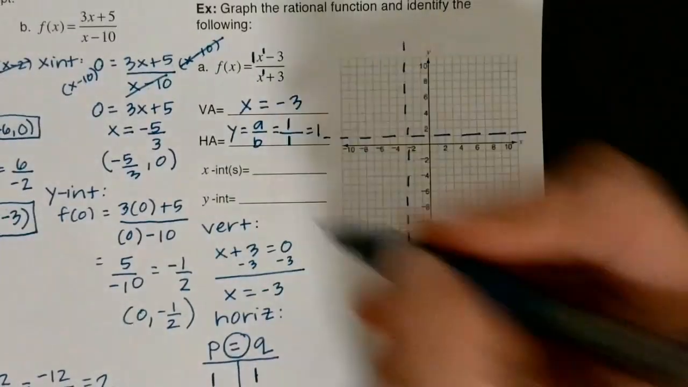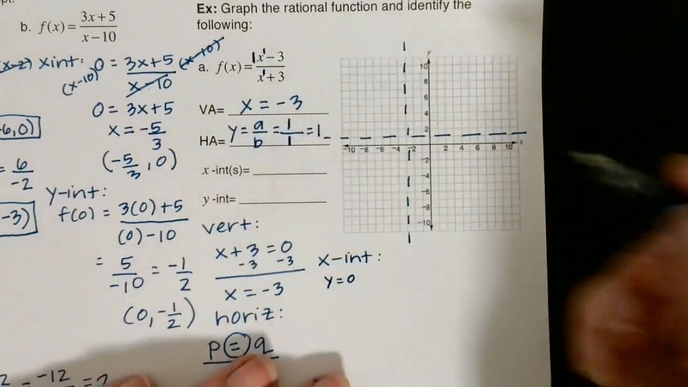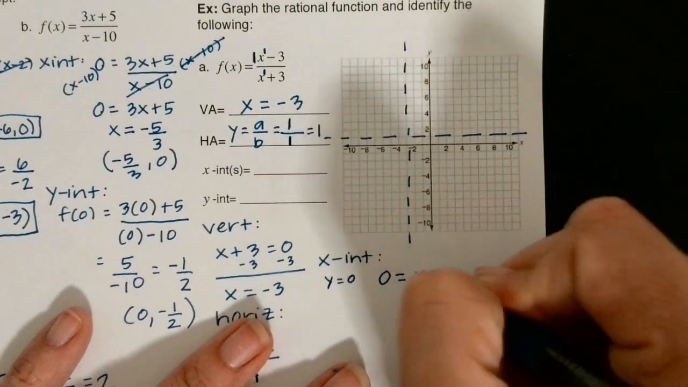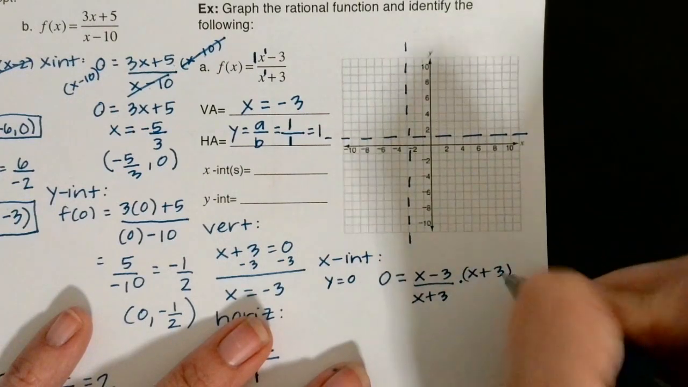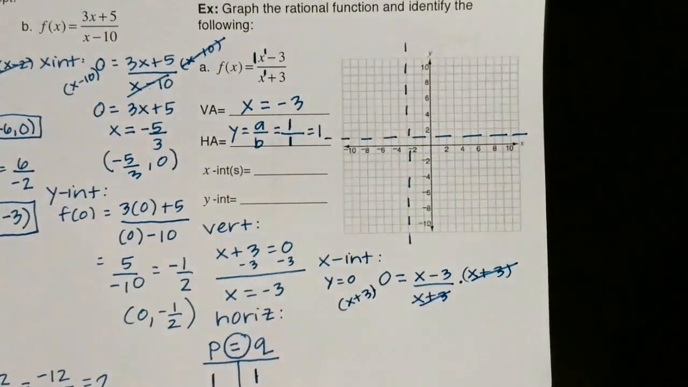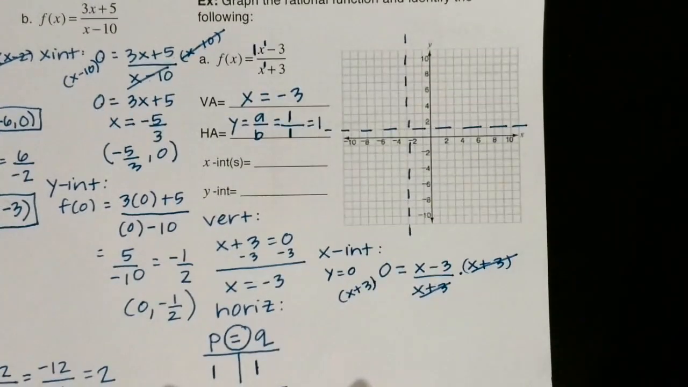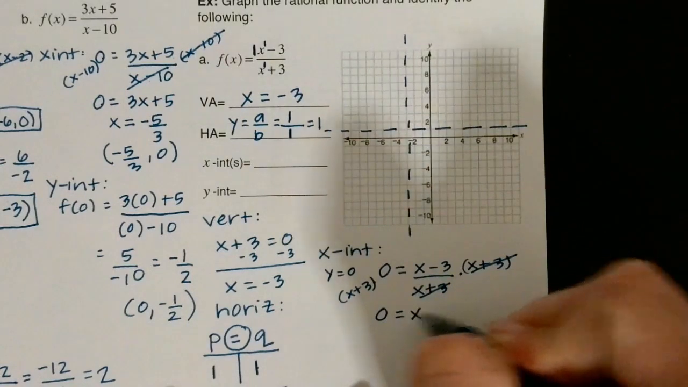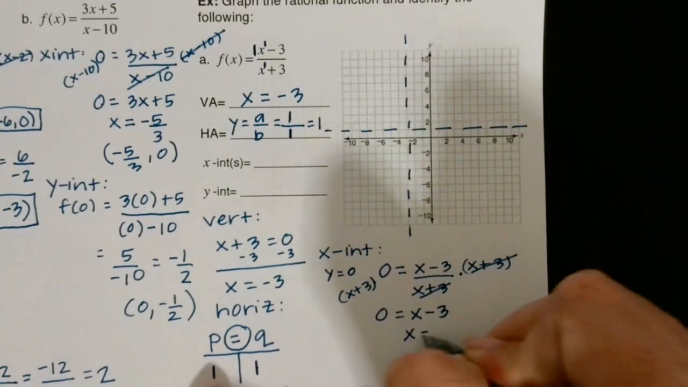So the easiest points, like I already said, were the intercepts. So we have our x-intercept, which means y equals 0. So we're going to do that. 0 equals x minus 3 over x plus 3. Then I have to multiply both sides by the LCD. So I get 0 equals x minus 3. What I was going to say, though, is that if you've already picked up the pattern, and you just set the numerator equal to 0, I'm okay with that. So I get x equals 3.